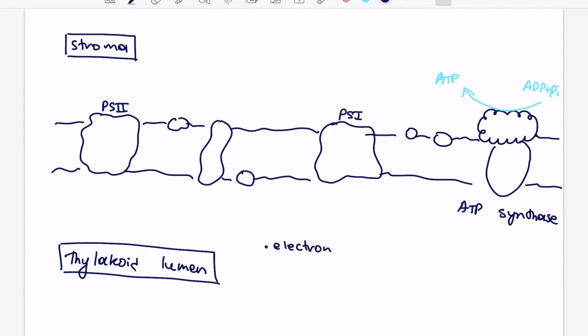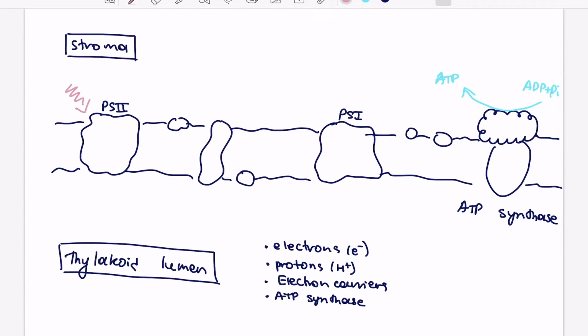To go through this process, we're going to separate it into the electrons, protons, and electron carriers together with ATP synthase. Let's start with electrons first, which will be coming from PS2 and PS1. So PS2 and PS1 represent chlorophylls, which will be absorbing light. And as you can see with this arrow, I'm representing light. And as the light hits PS2, the electrons will be raised to a higher energy level. They'll be excited, which is a physics term.